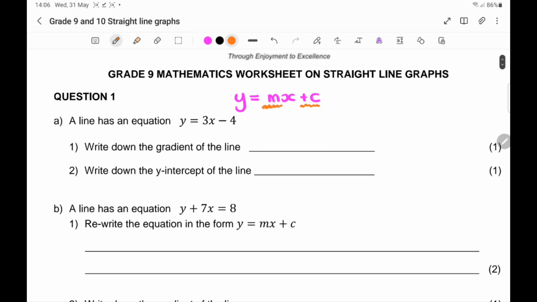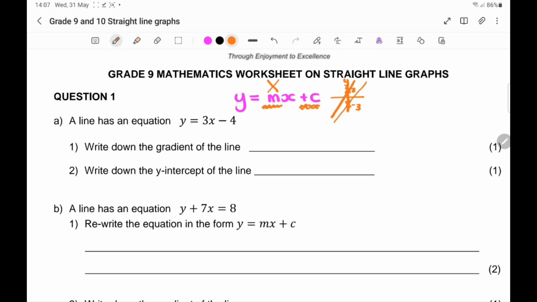But this is your gradient. This is going to show whether the graph is going up or going down, always from left to right. And if you've got a Cartesian plane like this, this is where it will cut through on the y-axis. So if it is at -3, it might look something like that, or if it is at +2, then it might look something like that. So this is where it cuts through on the y-axis.